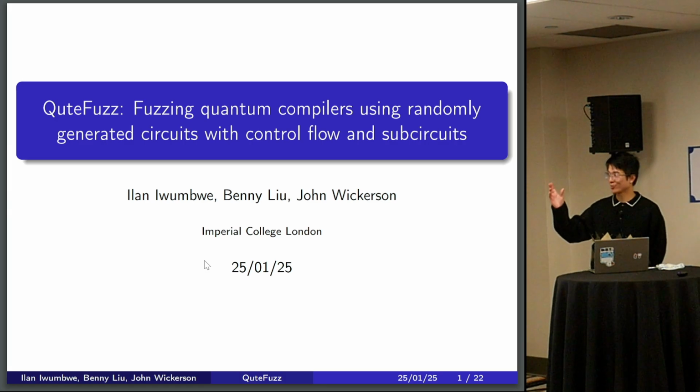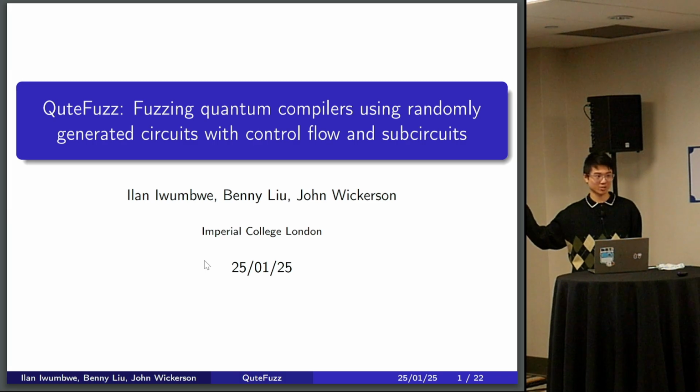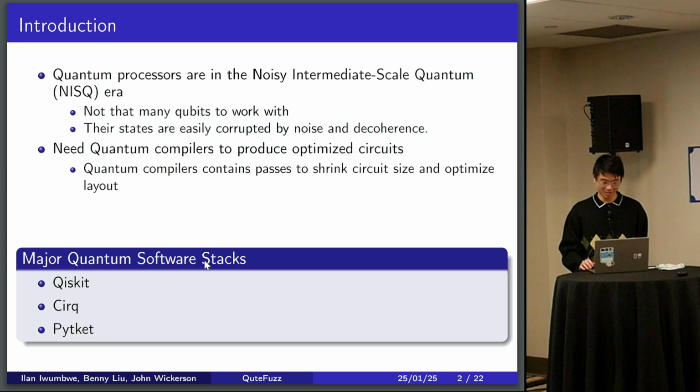I'll be talking about QuteFuzz, which is a quantum compiler fuzzer, and it uses randomly generated circuits with control flow and subcircuits. This is joint work by me, Ilan, and John Wickerson, but Ilan couldn't join us today due to technical issues. So let me begin.